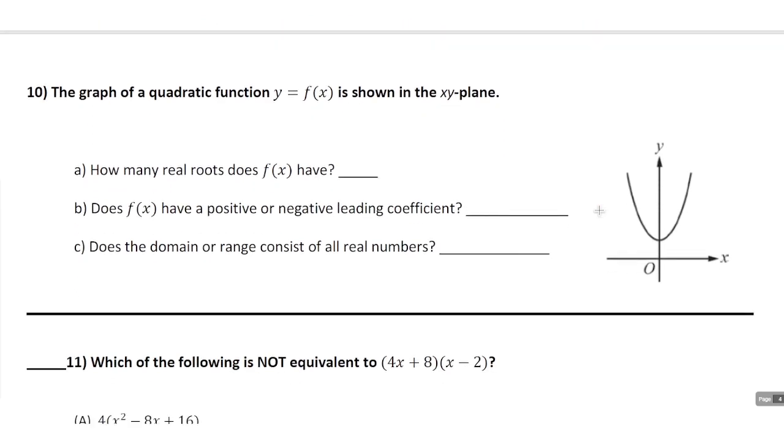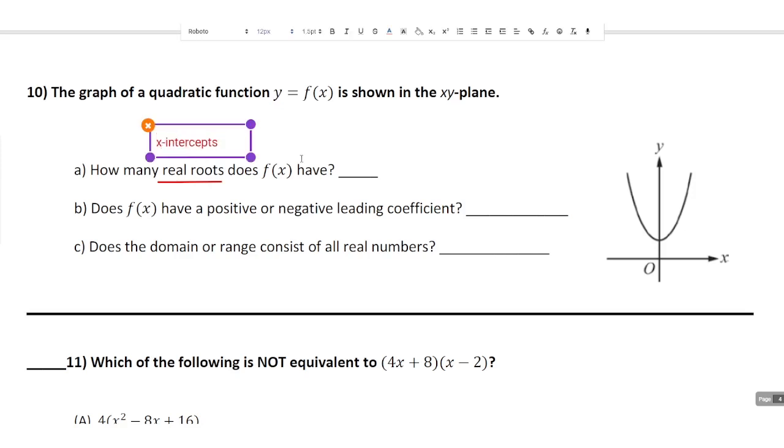Number 10 says the graph of a quadratic function is shown on the xy plane. First of all, how many real roots does it have? Real roots are represented on the graph as x-intercepts. Since this doesn't have any x-intercepts, it should have 0 real roots. The 2 roots will be complex or involve imaginary numbers.